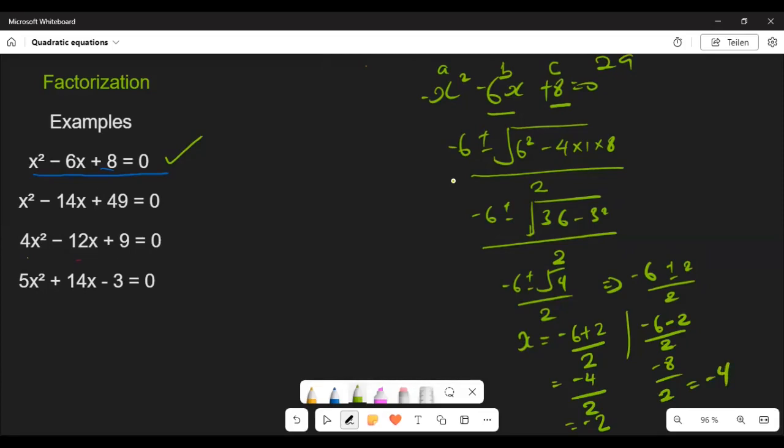In that case, the values of x are minus 2 and minus 4. We're saying those are two numbers. If you multiply both of them, minus 2 multiplied by minus 4 will give you positive 8. And if you add them, minus 2 minus 4 will give you minus 6.